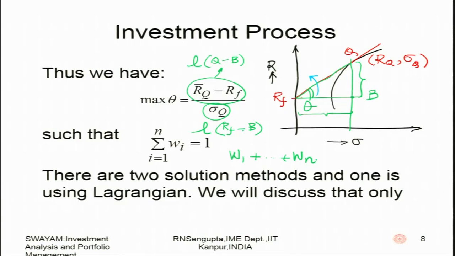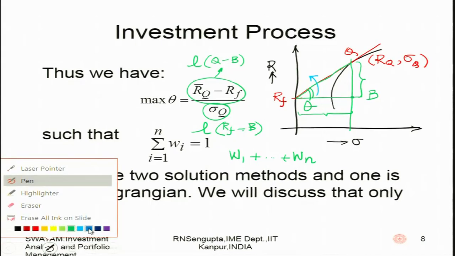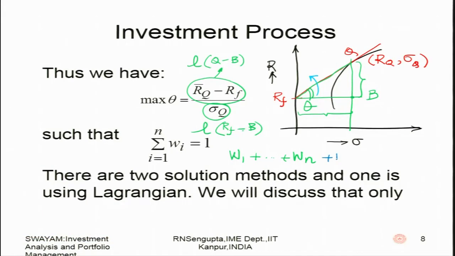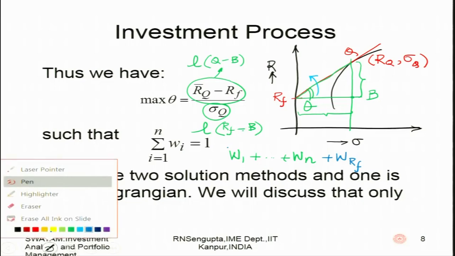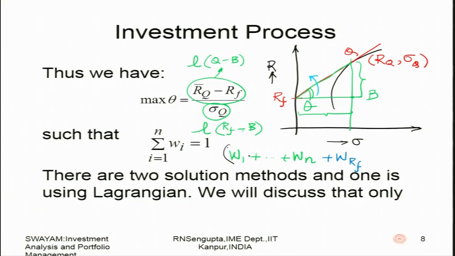So, these are the n number of risky assets, and obviously, you would also have, in a different color, the weights which you are trying to invest in the risk free lending borrowing. So, technically the weight of all this combination should always be 1, as it should be. If n is 3, you will have 3 plus 1, the fourth one being the risk free lending borrowing. There are two solution methods. One is using Lagrangian, we will discuss that to solve the problem.